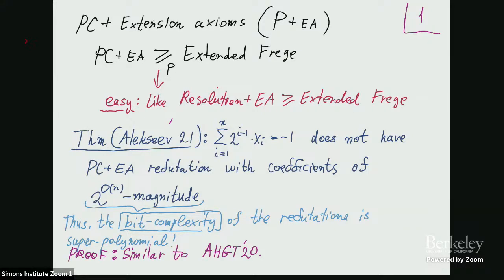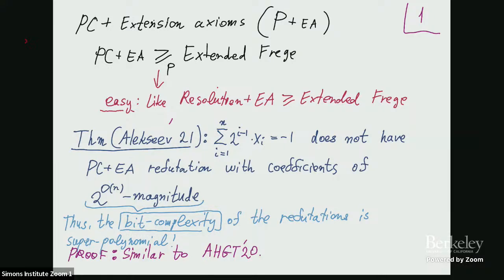Now, Alekseev in 21 showed, with ideas similar to the work with Alekseev, Hirsch, and Grigoriev, unconditionally that the binary value principle does not have short proofs. Sorry, I shouldn't say this. It might have short proofs, just that the proofs have coefficients which are so big that when you compute the bit size, it becomes super polynomial.